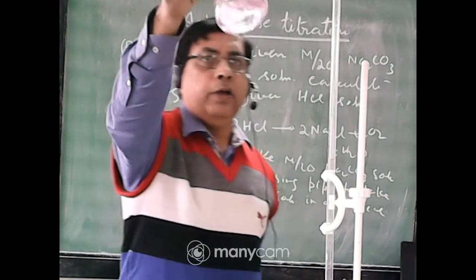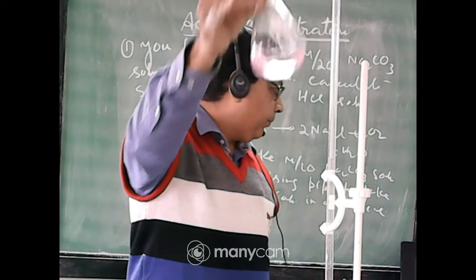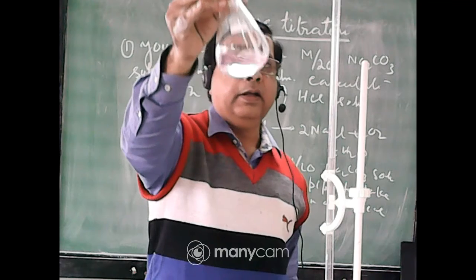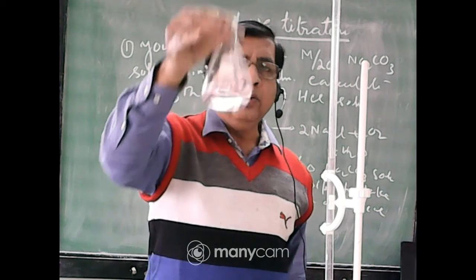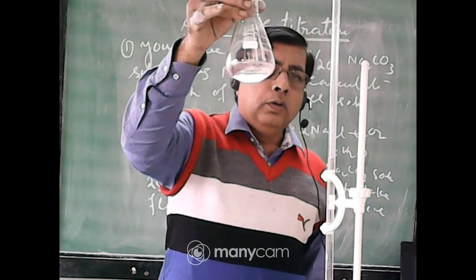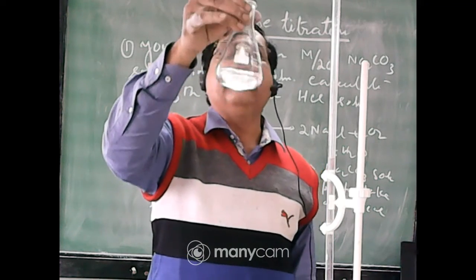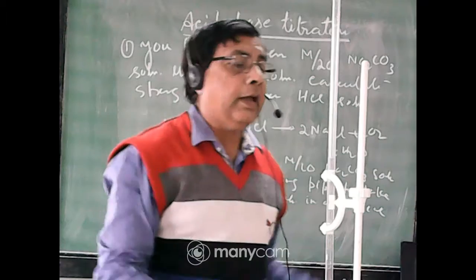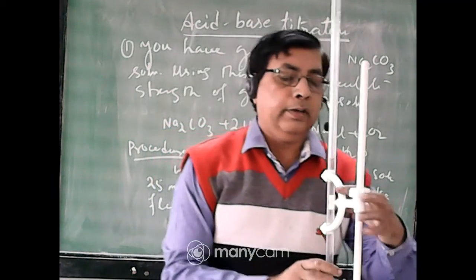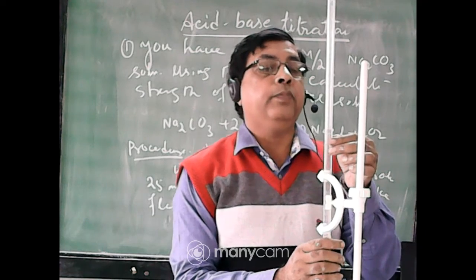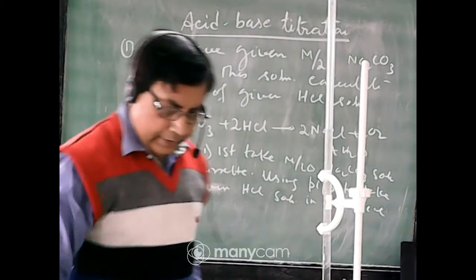This is the end point where very light pink color appeared. That is the end point. You have to perform this experiment at least 4 times and take the reading each time. This time the reading in the burette is 23.5 milliliter. So make a tabular form.